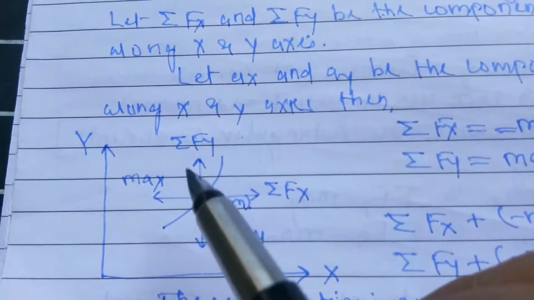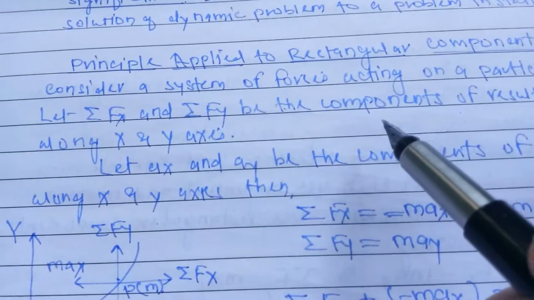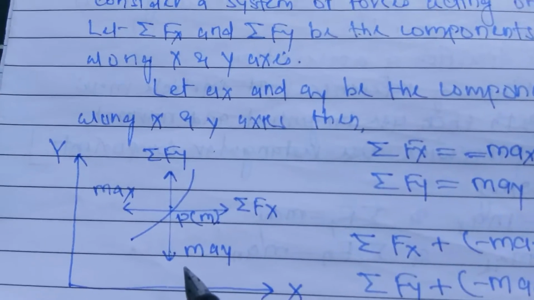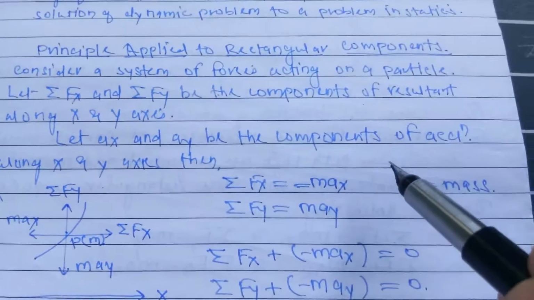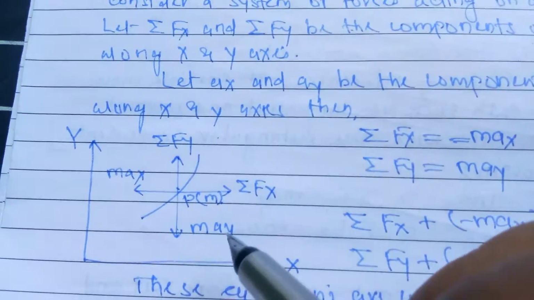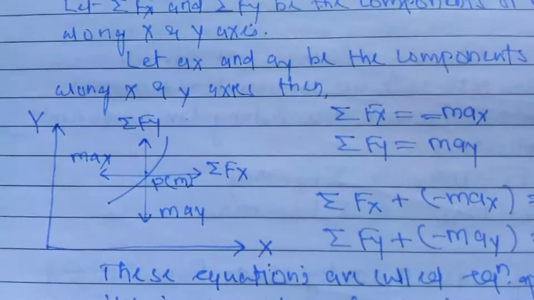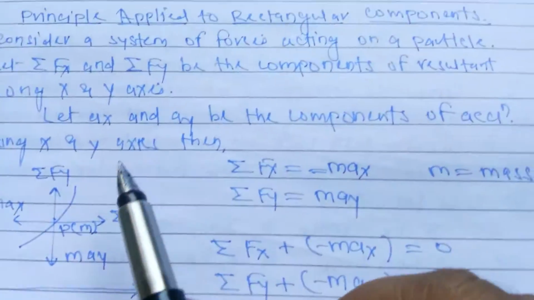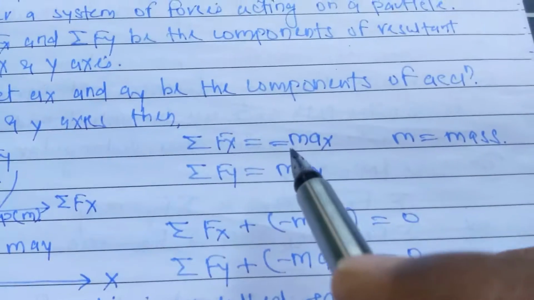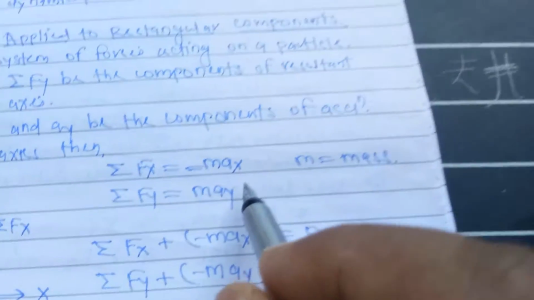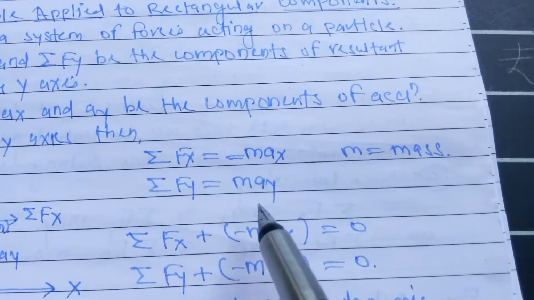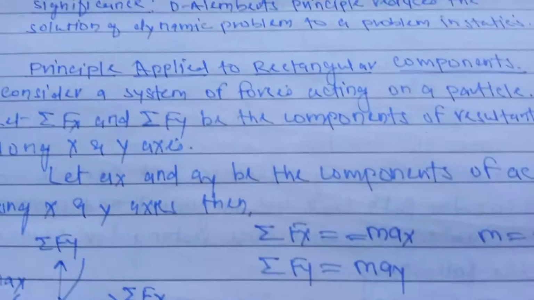Summation of Fy is the component of the resultant force along the y direction, and ay is the component of acceleration along the y direction, with minus m ay acting in the exactly opposite direction. So what is said? Summation of Fx equals m ax, where m is mass, and summation of Fy equals m ay. This is known from Newton's second law.